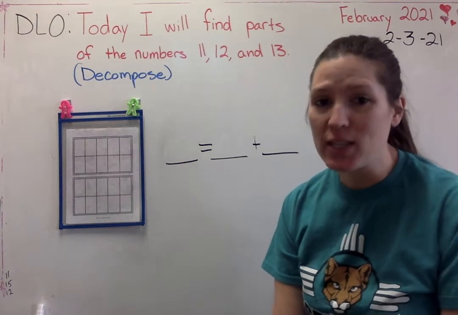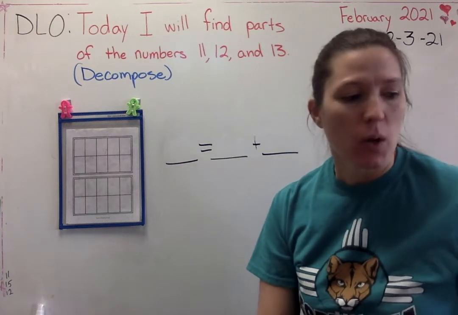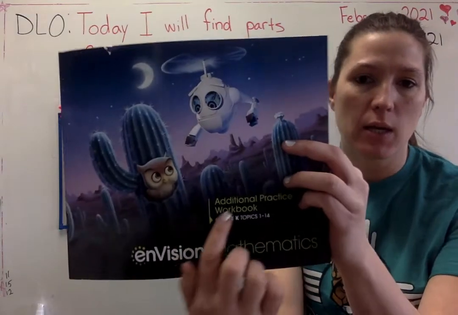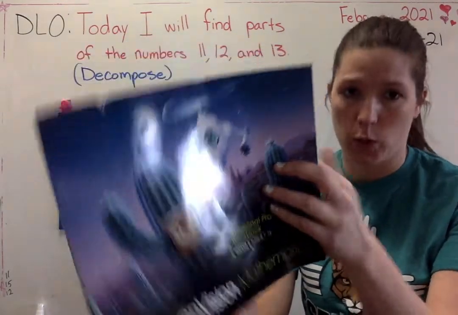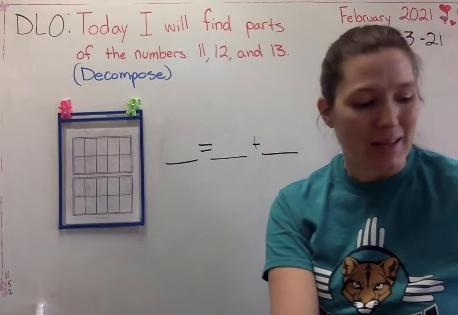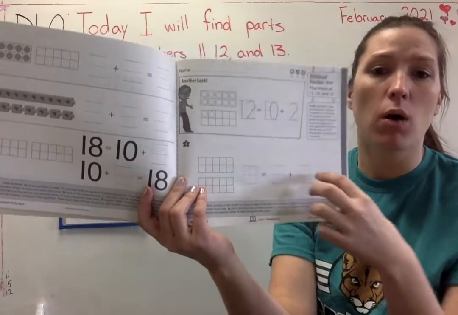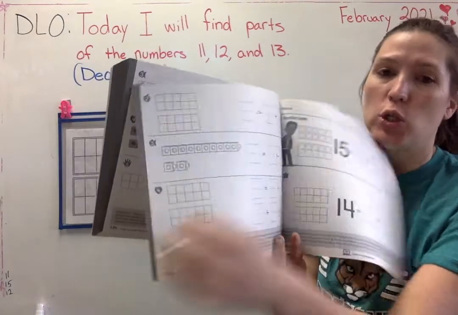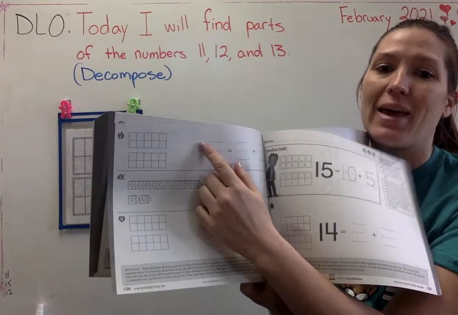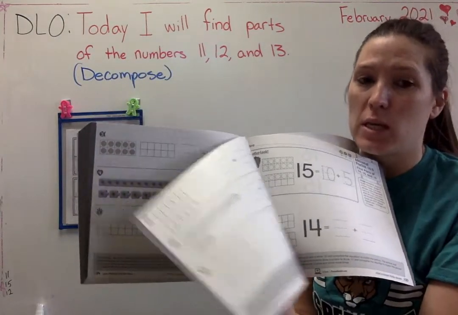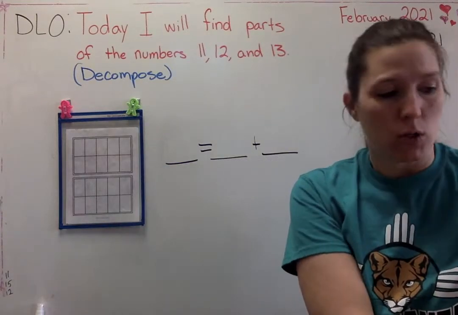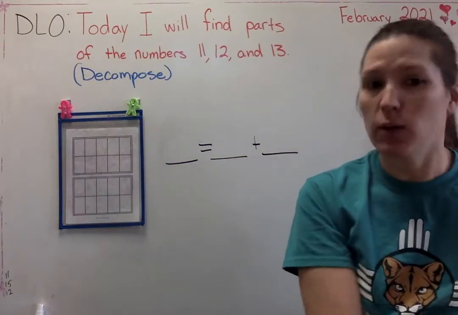Today we're going to continue to decompose, but this time when you do your work, you're going to be doing it in the additional practice workbook. And in this one, your helper will have to tell you which number you're going to make because they're all going to be blank. So you will be drawing and writing the decomposed equations on your own. So let's do a couple examples. Let's go over our DLO and then we'll do our examples.